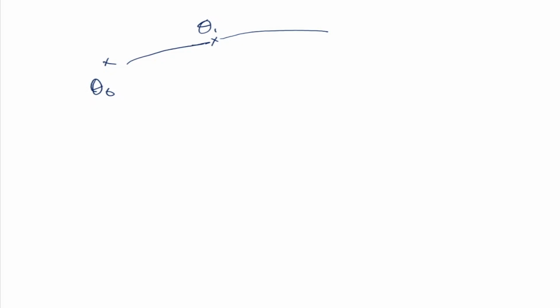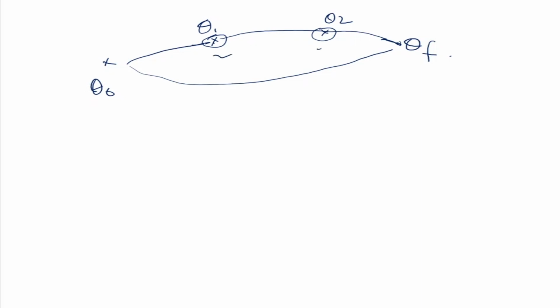Then from here it is going to another point, which is theta 2, and then it is going to another point, which is my theta f now. So what we are saying is that it is going via this point and via this point. Initially we were saying it was one polynomial going from here to here. Now we are saying it is going from here to here, then from here to here.